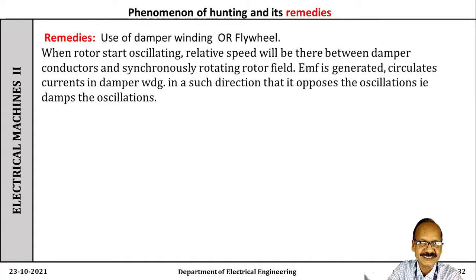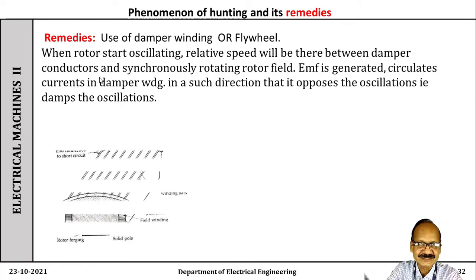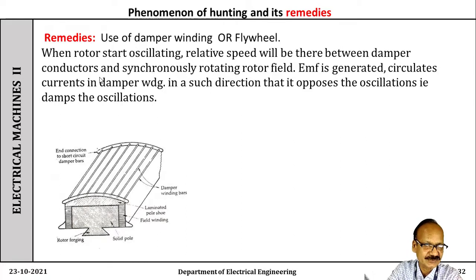The remedial measure is to use the damper winding. Now what is the damper winding? Heavy aluminum or copper bars are placed in the pole shoes of the rotor, and they are short circuited on both sides by end rings. So the synchronous motor rotor behaves like a squirrel cage rotor.